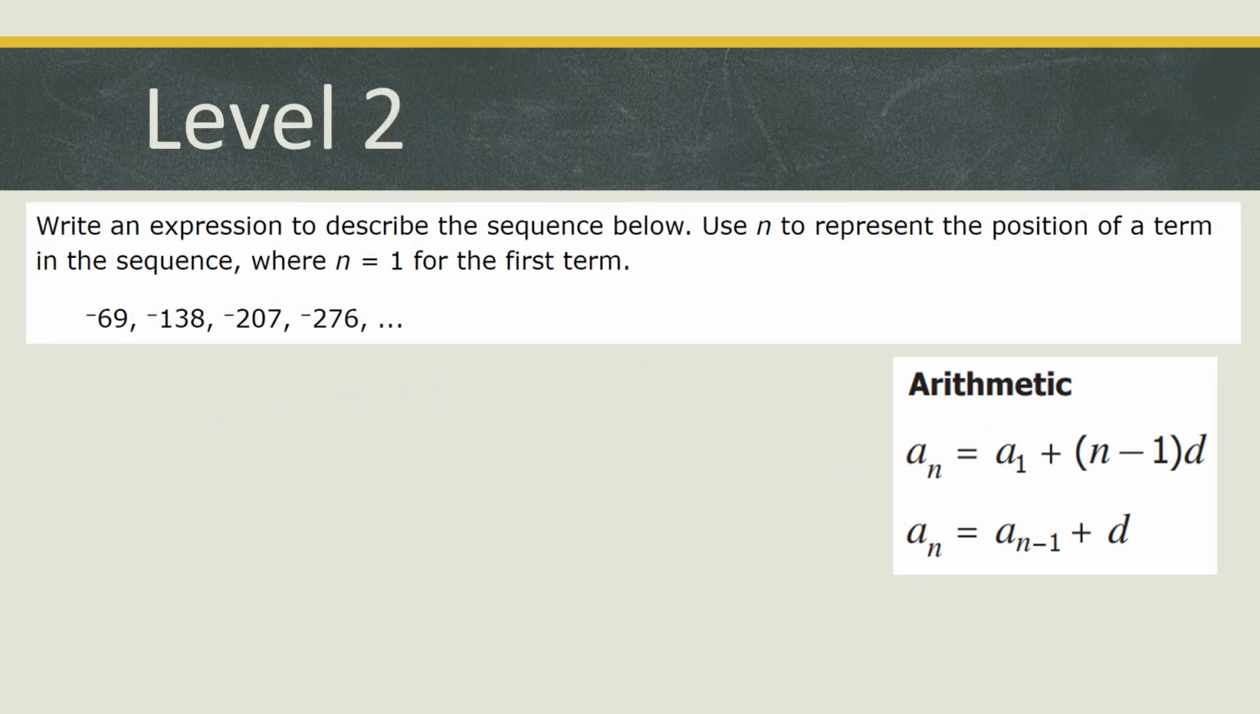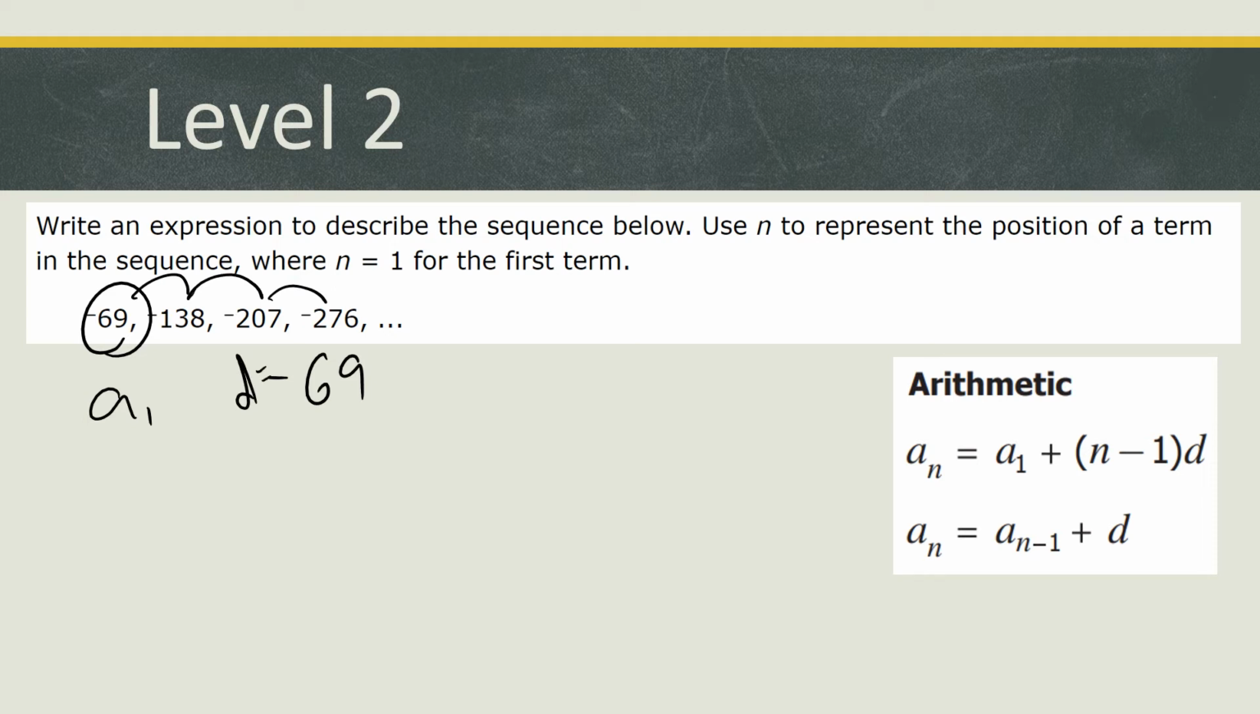Write an expression to describe the sequence below. As we changed up a little bit, what makes this more difficult? Well, not much. It's just got some bigger numbers. So we're still going to use the same formula, and it says A sub 1. And then we need to look at what is the D, what's the common difference. So as we go from here to here to here, what's it doing each time? And if we look at it, it's minus 69. Okay, so the D is minus 69.